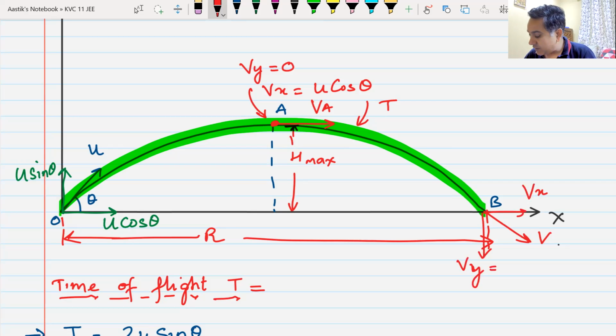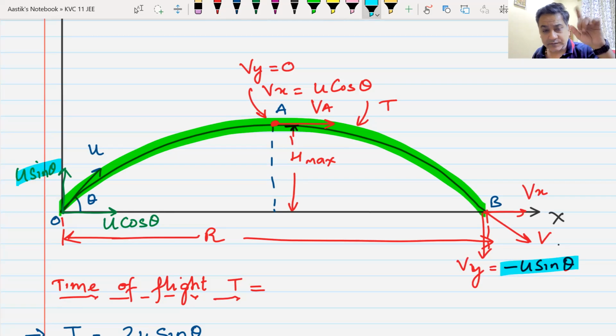The value of vy is in the downward direction, so it is minus u sine theta. It is same as the original speed, but the direction has reversed. Previously it was up, now it is down. The horizontal component of velocity will always remain same, and that will be equal to u cos theta.